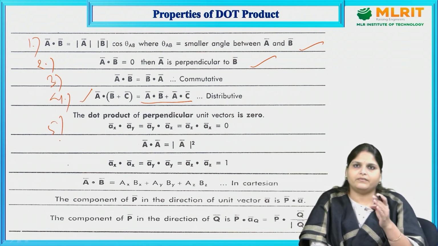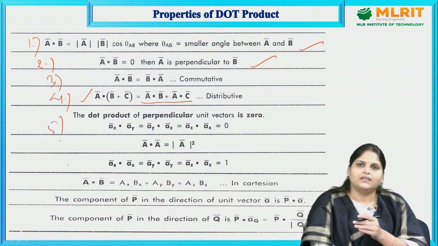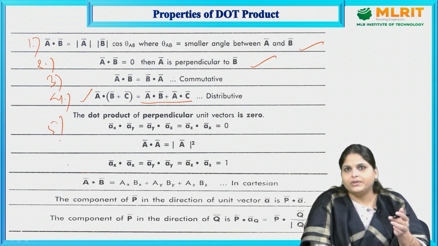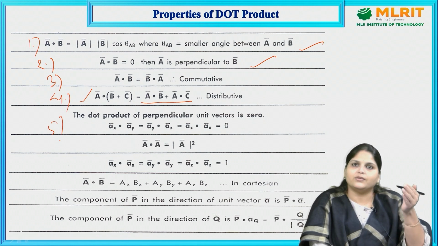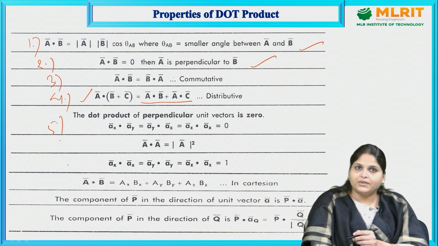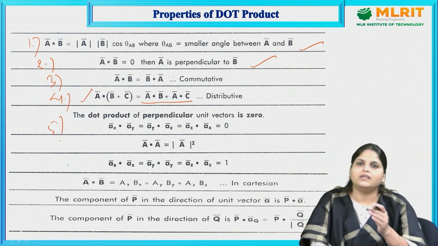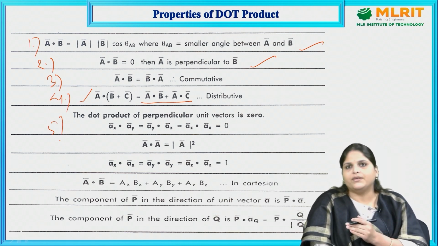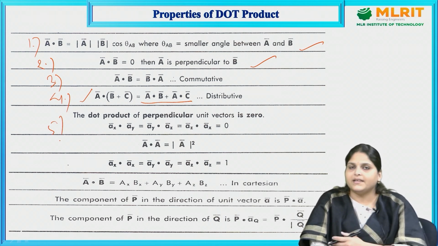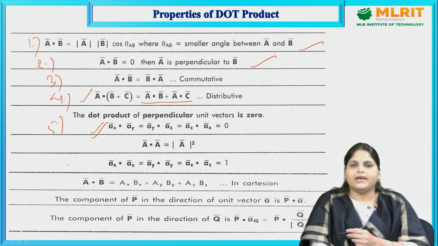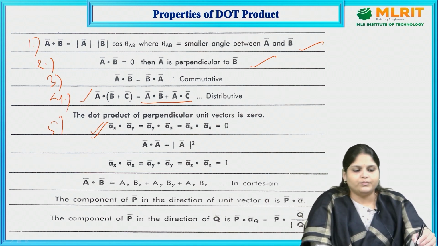That means we have three unit vectors x, y and z. If these three are perpendicular to each other, then when we take the dot product of the perpendicular unit vectors, it is 0. The fifth property is the dot product of perpendicular unit vectors is 0. If you see, we have three vectors x, y and z. x and y are perpendicular to each other, y and z are perpendicular to each other, and x and z are also perpendicular to each other. So when we write them in this form, ax dot ay will be equal to 0.